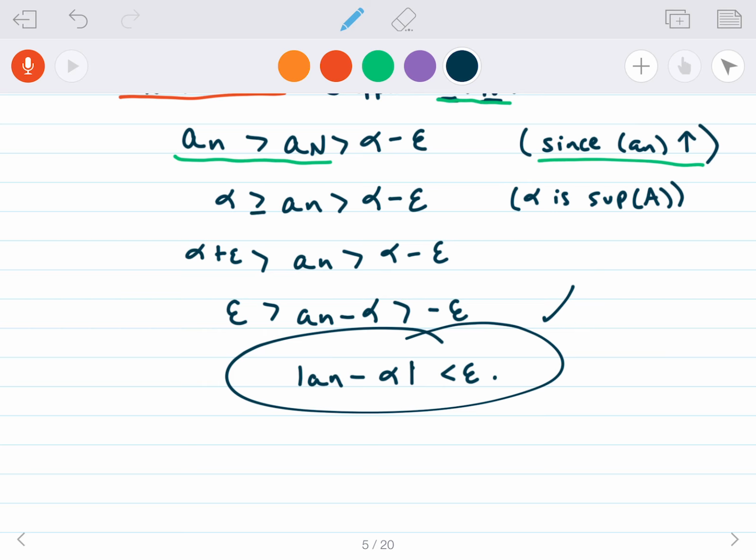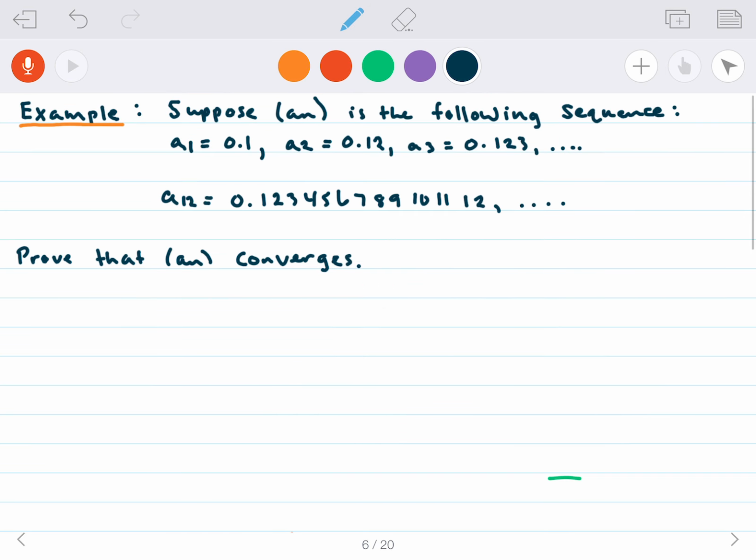Okay, so let's put this theorem into action. This is a pretty cool problem that I found in your book. So let's say that we have a sequence a sub n, where a sub 1 is 0.1, a sub 2 is 0.12, and so forth. On the nth term, we're adding the digit n. And so a sub 12 is going to be all of this. We're just adding on 12 to the previous digits, okay?